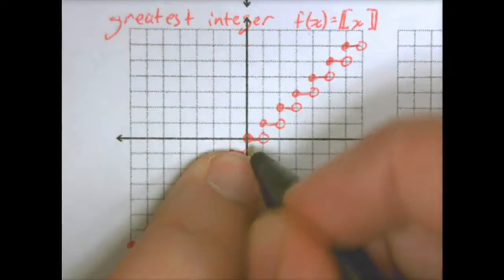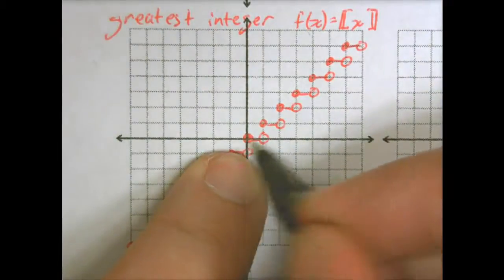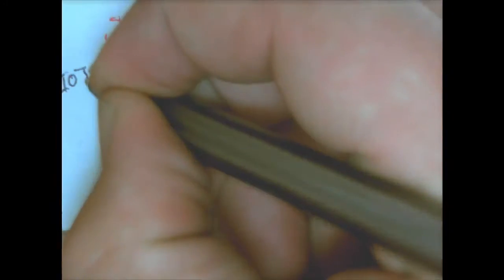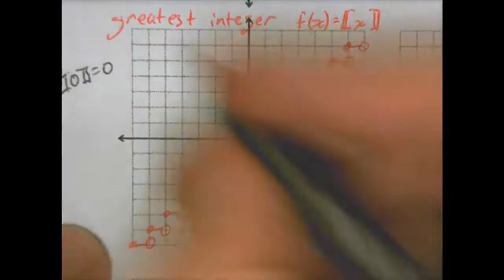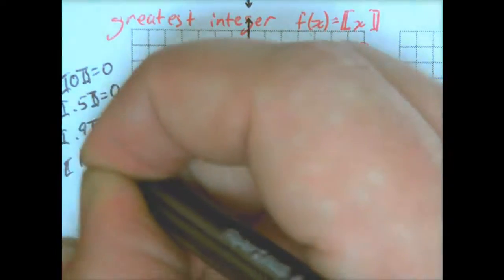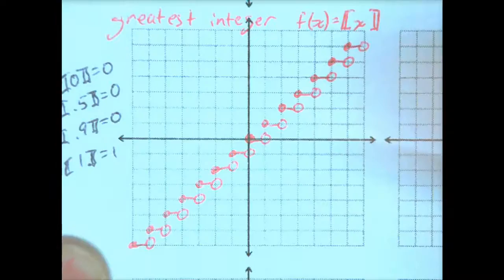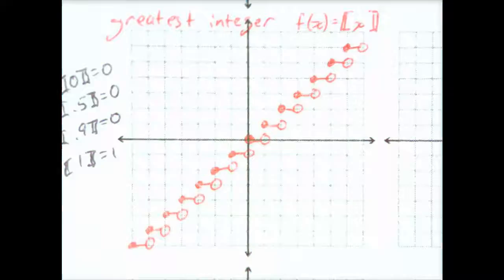But bear with me. If we are at 0, the greatest integer of 0 should be 0, right? Because that is the number below or equal to 0. And the greatest integer of, say, 0.5 would be 0. The greatest integer of 0.9 would be 0. But as soon as I get to like the greatest integer of 1, it's going to jump up to 1. So there's a ton of jump discontinuity here.